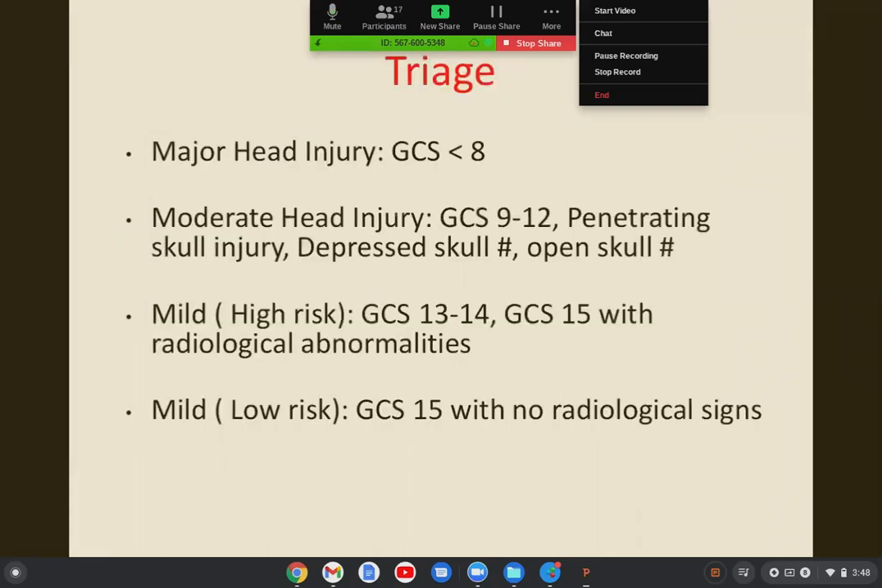Now, triaging is very clear. Major head injury with GCS less than 8 is red. Moderate head injury, GCS 9 to 12, penetrating skull injury or depressed skull fracture, open skull fracture, moderate, yellow. Mild head injury, high risk with GCS 13 to 14, GCS 15 with radiological abnormalities, red. Mild with low risk with no radiological signs in GCS 15, green.